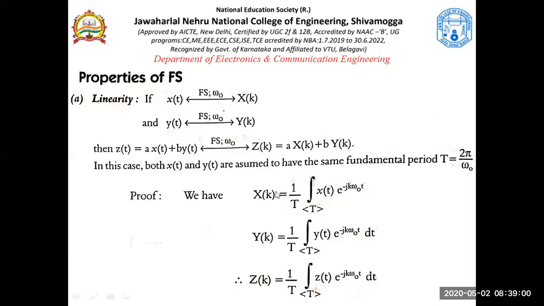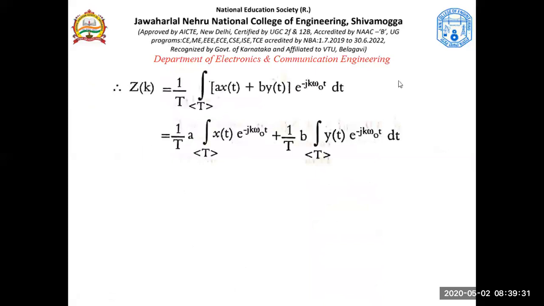Now, after having x of k and y of k, let's write the equation for z of k also, because z of t is the weighted sum of the signals. Understand? So let's take z of k, which again is written in the same fashion. And we know what z of t is from the given signal here. Z of t is the sum of the weighted signals. So let's substitute z of t as the sum of the weighted signals, that is this. Understand? After you take this as the sum of the weighted signals, now take this integration along with this 1 by T and this exponential to both these signals. So arrange in this way.